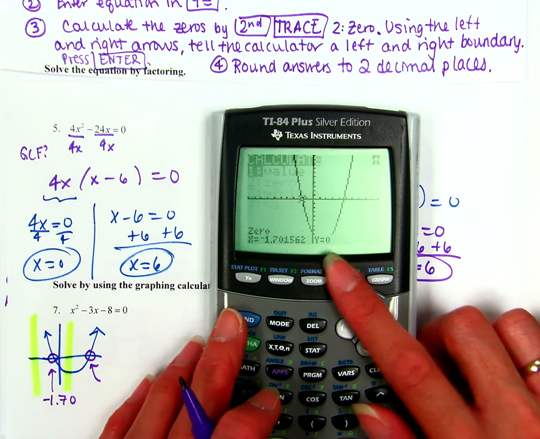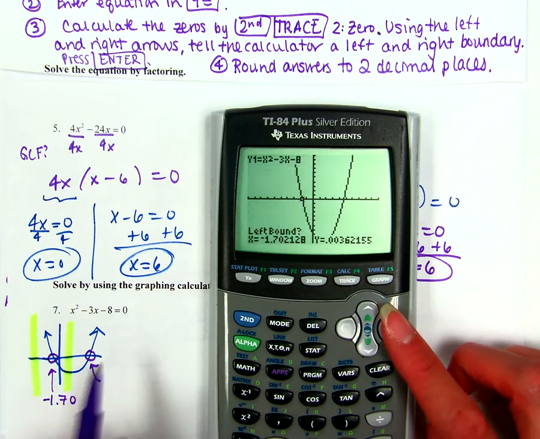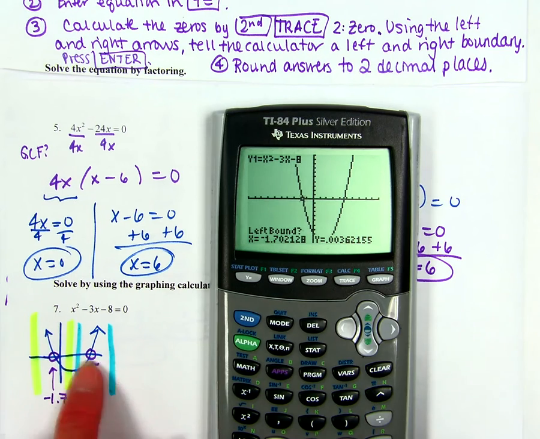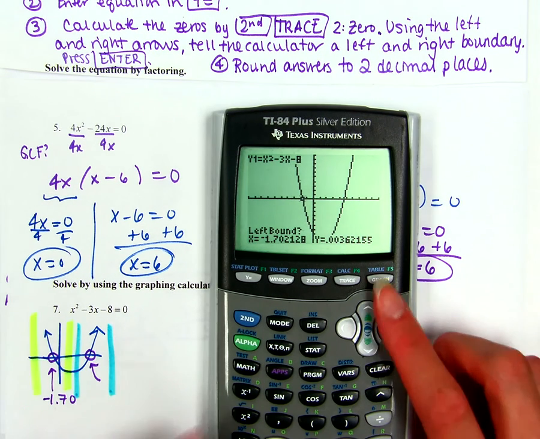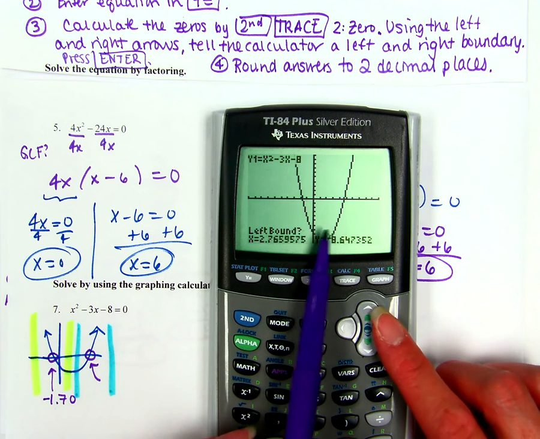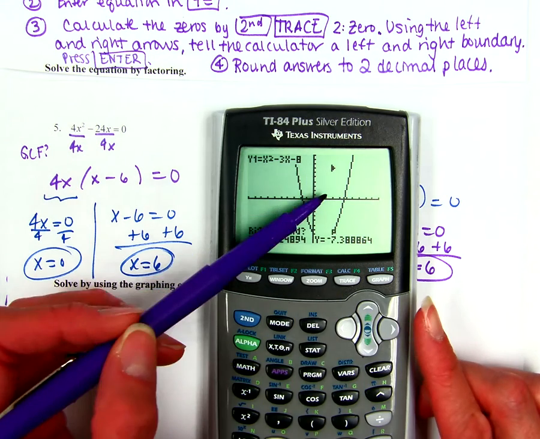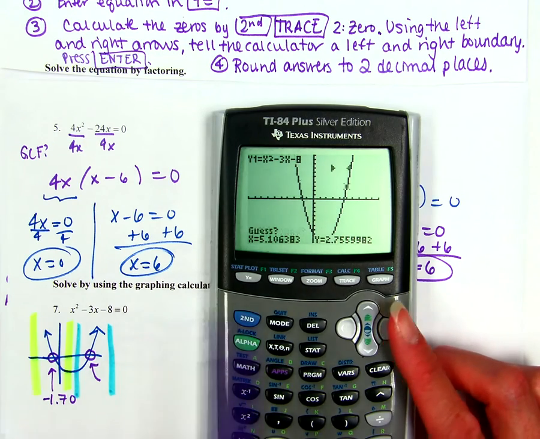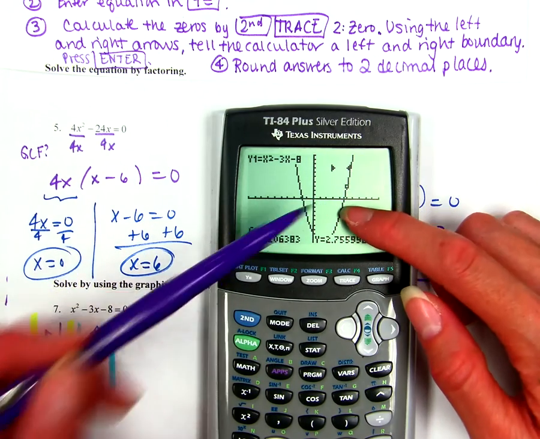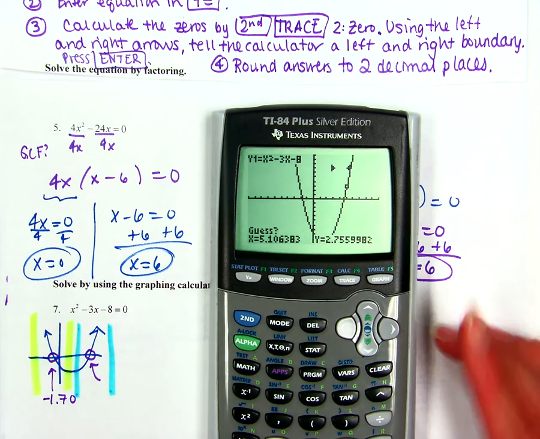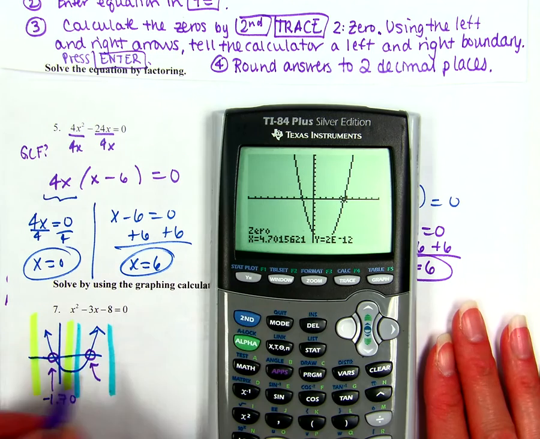So I'm going to hit second, trace, calculate my zero. Now this time I need to tell the calculator, give me a wall on each side of this x-intercept. So I'm going to move my cursor a little bit over here till I see it. All right, so I see it now, so I'm going to hit enter. So see this little arrow? And then I'm going to move a little bit past it. I went past the line. And so now I'm going in between these two arrows. Where's the x-axis intersecting the parabola? So hit enter, and there's your other solution, 4.70.